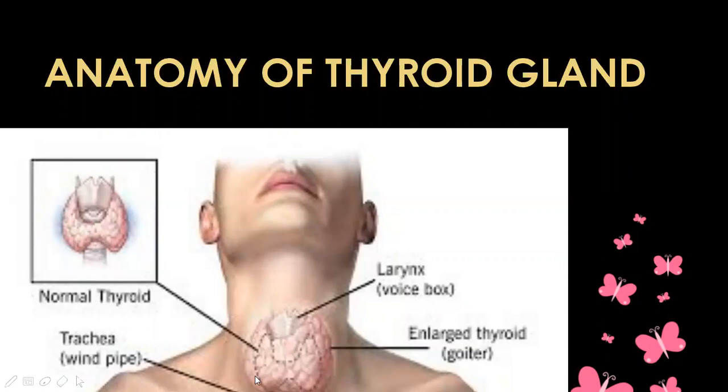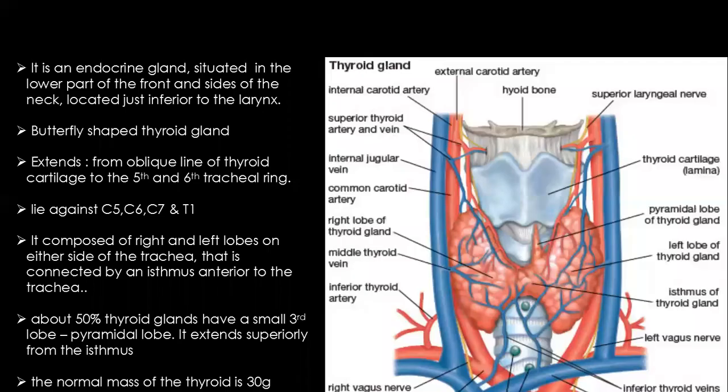Next, we'll see the location of the thyroid gland. You can see in this diagram, this is the thyroid gland. It is situated in the lower part of the front and sides of the neck. It is situated in the front portion of the neck and occupies the sides of the neck. And it is located just inferior to the larynx. So this is the larynx. Just inferior to the larynx, the thyroid gland will be present.